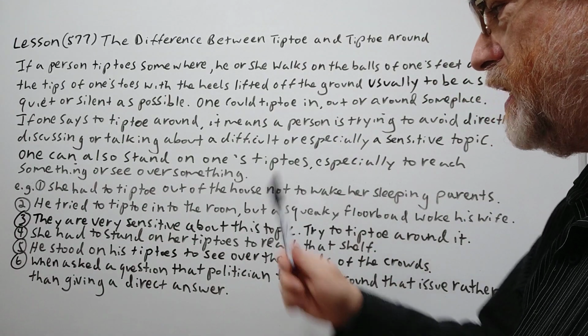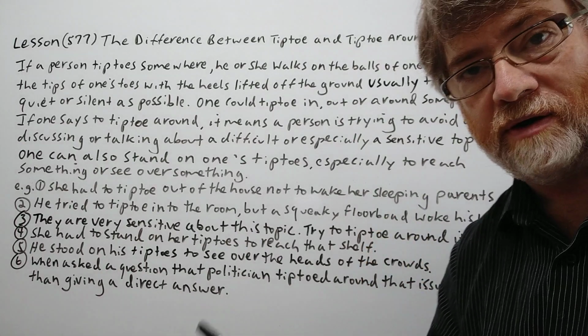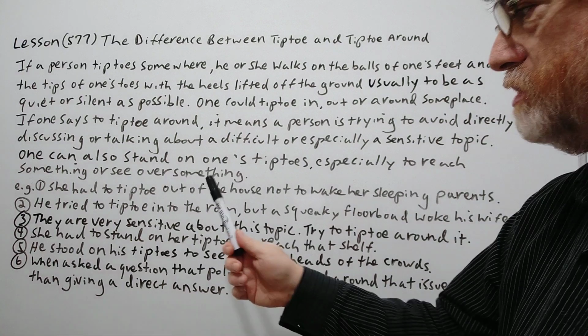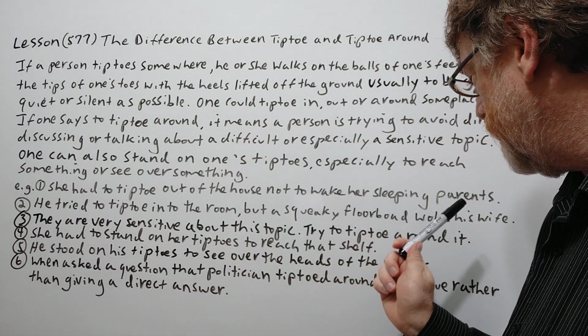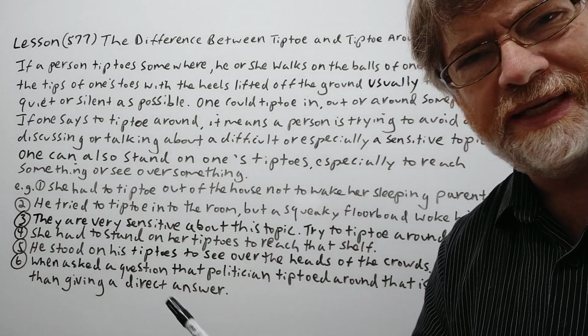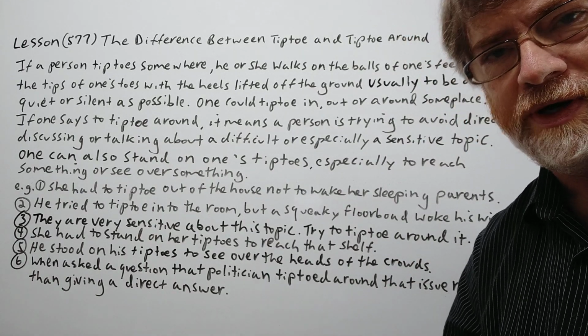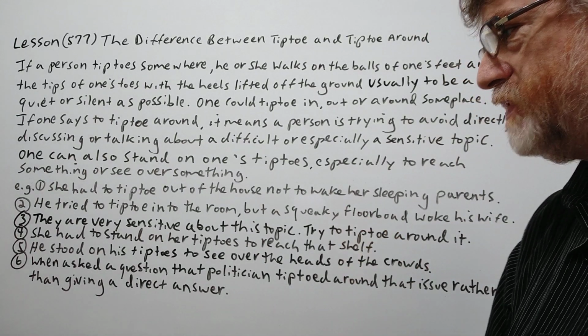Here's the first one. She had to tiptoe out of the house not to wake up her sleeping parents. Okay, good. Number 2 here, he tried to tiptoe into the room, but a squeaky floorboard woke his wife. Yeah, we always see this like in a movie. Someone steps on a squeaky floorboard and kind of ruins it because you were trying to be quiet. All right, so again, these are both physical ones.